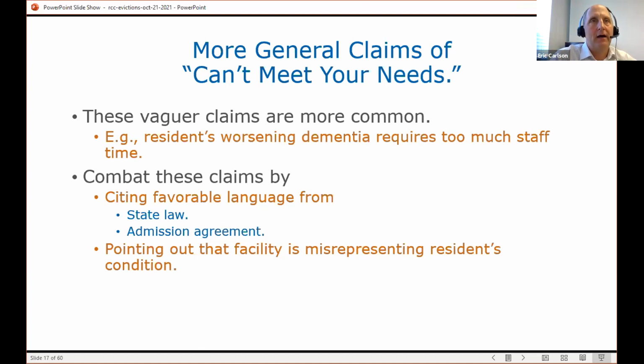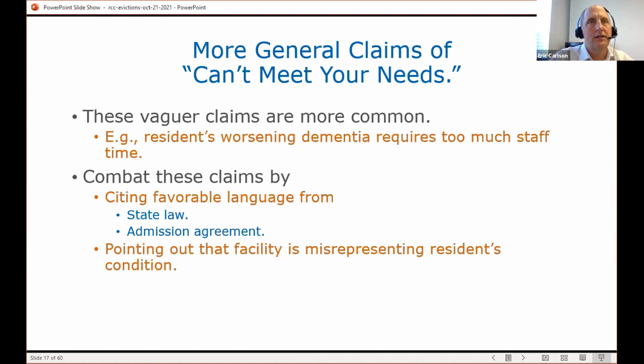You want to push back on these. To a certain extent, this is similar to some of the kind of arguments you'd make in a nursing facility setting, although with slightly less ammunition. In a nursing facility setting, you have the advantage of pointing to the really strong provisions of the federal law that says the facility has to do all these steps necessary to get the resident to the highest practical level of functioning.